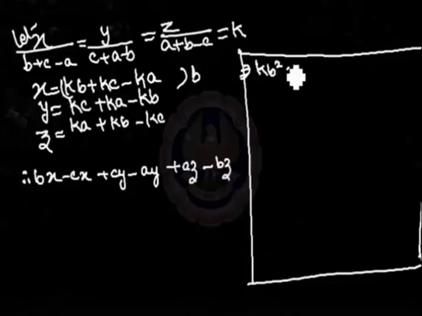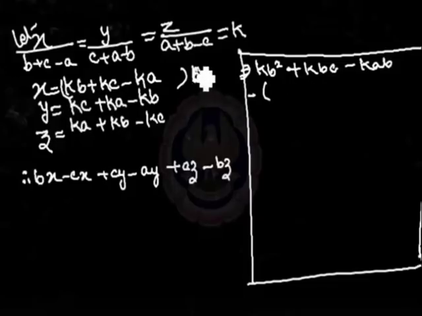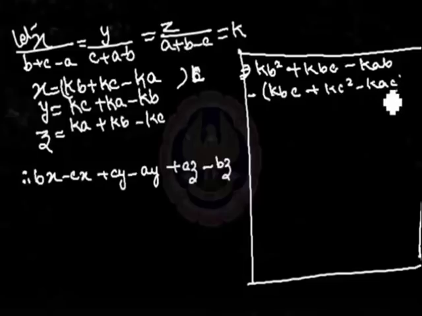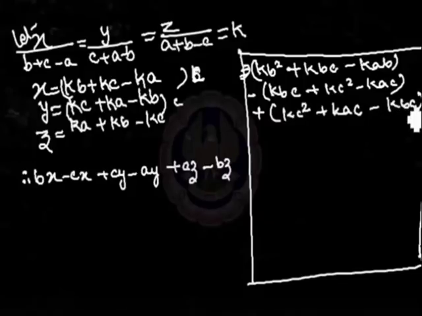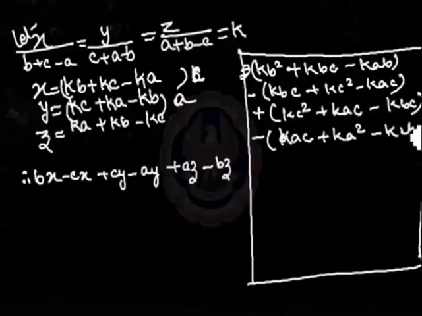So it will be kb square plus kbc minus kab. Then we have to find out the value of cx, so minus cx. Multiply this by c now. So it will be minus kbc plus kc square minus kac. Then we need to find out the value of cy, which is this multiplied by c. So it will be kc square plus kac minus kbc. Then you have to find out the value of ay. So multiply this by a. So minus ay, this will be kac plus ka square minus kab.